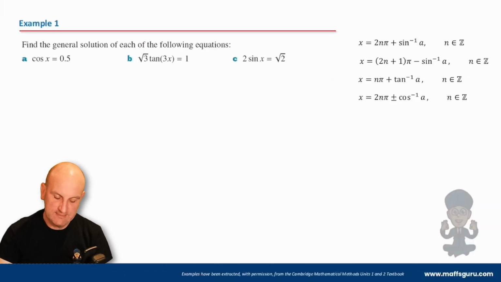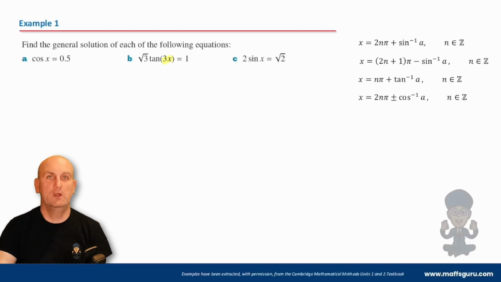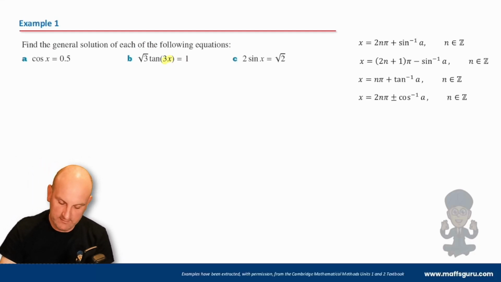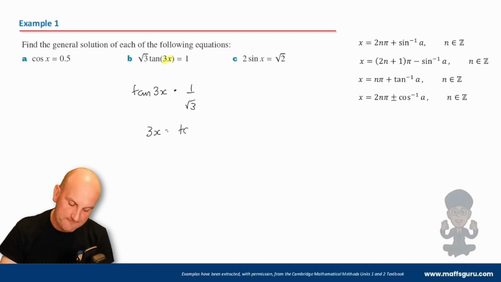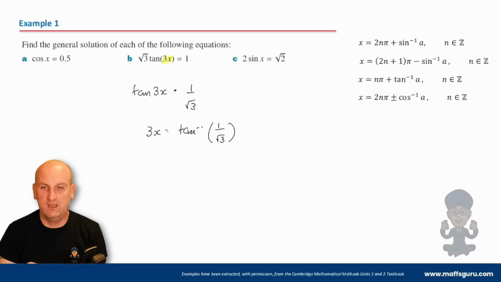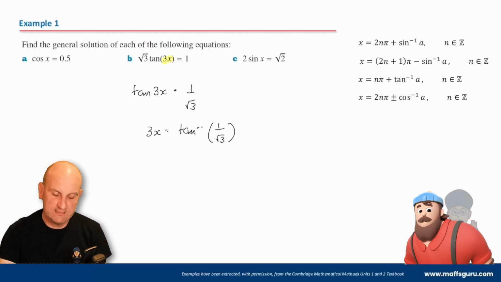Now, believe it or not, the 3x is a bit of a trick. It builds on the work we've done before. Now, remember, what would we have done before? Well, I would have said that tan of 3x is equal to 1 on root 3. So 3x is equal to tan to the minus 1 of 1 on root 3. Now, that's what I'm going to do. I'm going to find my general solutions for 3x. I'm not going to try and do this by a third, although I can. I'm going to leave this at the moment in that way.